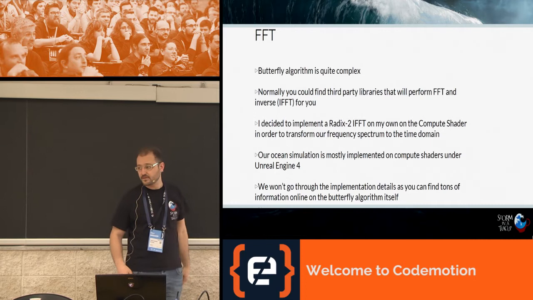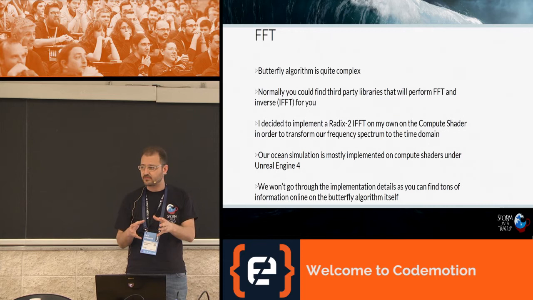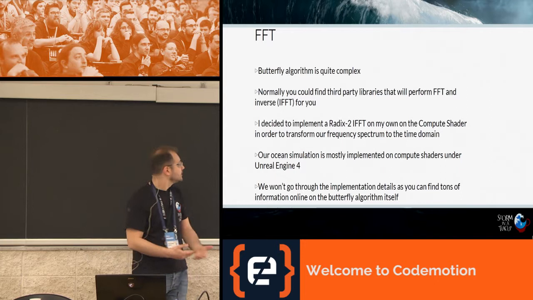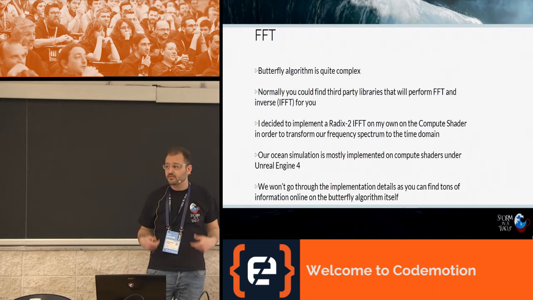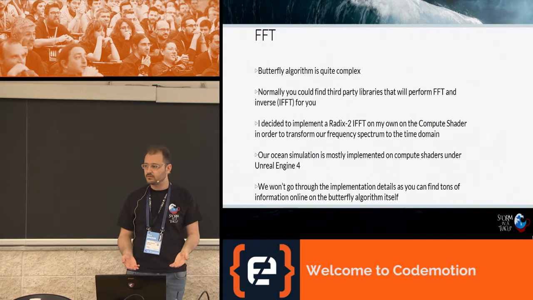If you don't want to spend time researching and implementing the algorithm itself, it's a tool that you can use to develop more complex stuff. So you can base your simulation on a very simple tool. I decided to implement a Radix-2 FFT anyway, because I wanted more fine-grained control over the algorithm itself in order to perform the transformation, and I implemented the algorithm in a compute shader because I wanted to exploit the GPU's parallel computation capabilities.